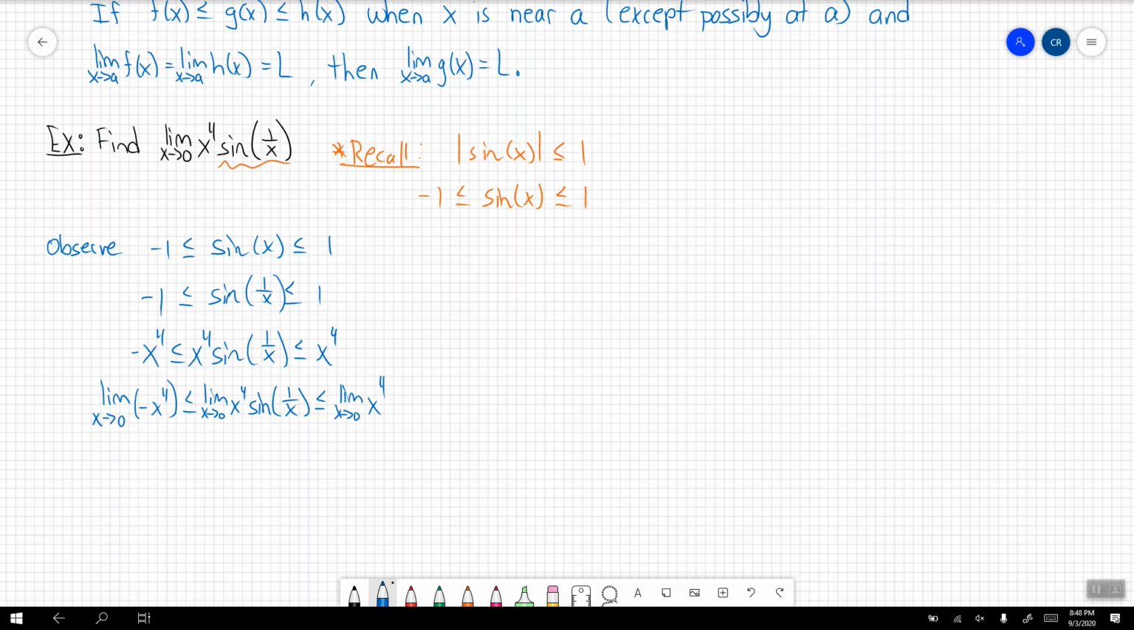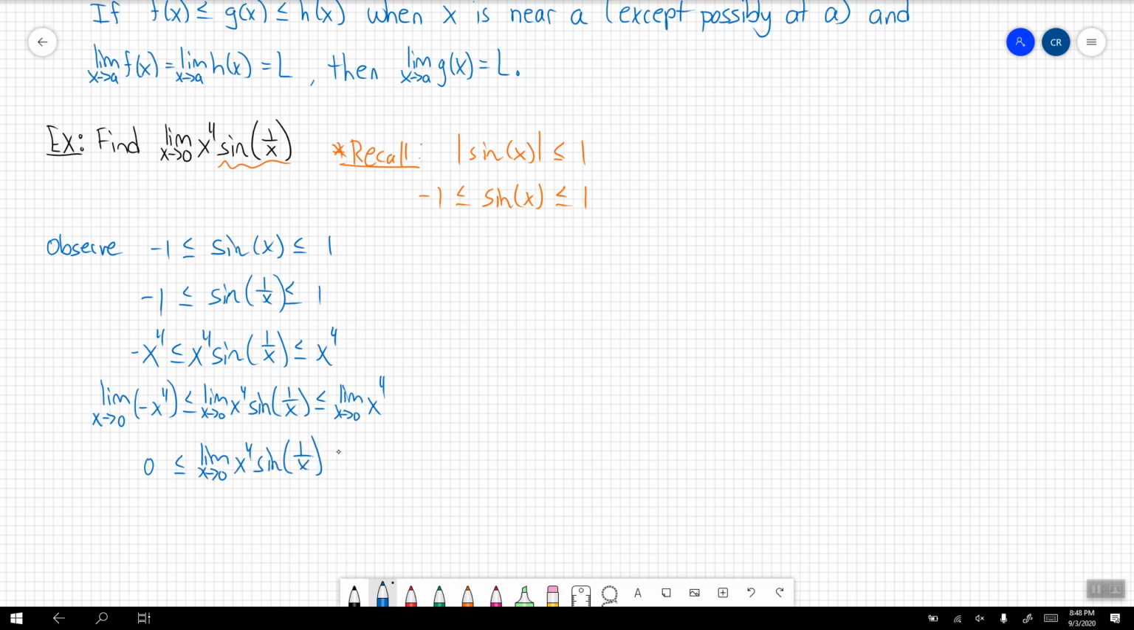Now the middle piece of this inequality, that's what we're trying to solve for. We don't know it yet. However, look at the bounds from below and from above. From below, the left side bound, the limit as x approaches 0 of negative x to the fourth evaluates to just 0. What about the limit from above?